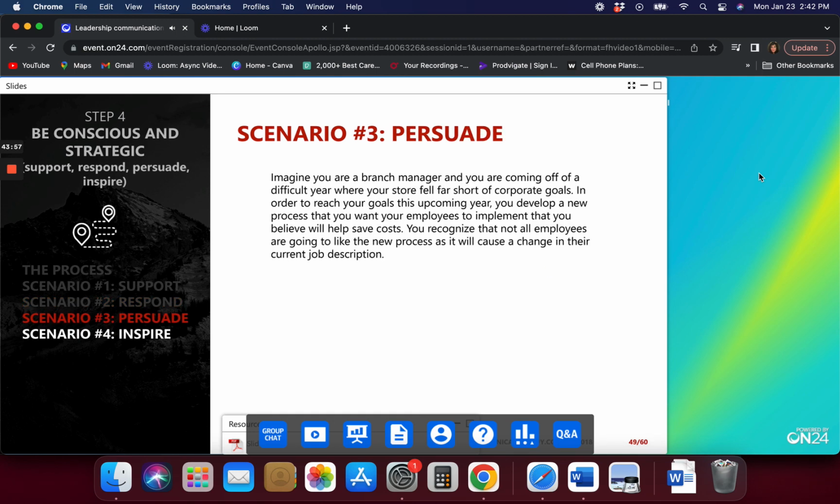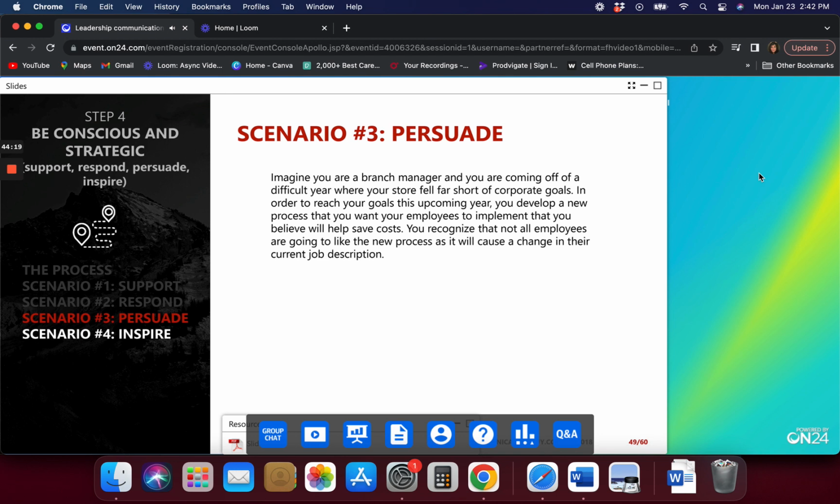So we'll walk through one more. Imagine you're a branch manager and you're coming off of a difficult year where your store fell far short of corporate goals. In order to reach your goals this coming year, you need to develop a new process that you want your employees to implement that you believe will help save costs. You recognize that not all employees are going to like the new process, as it will cause a change in their current job description.